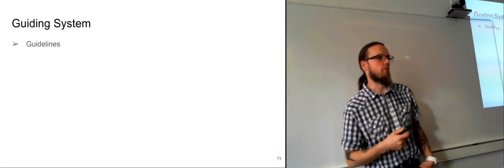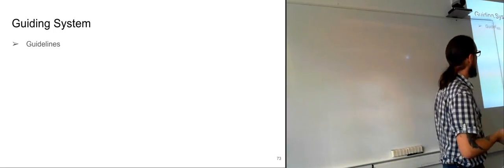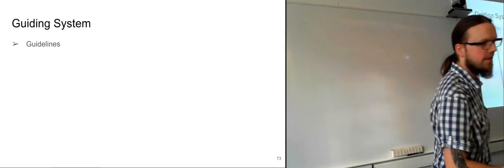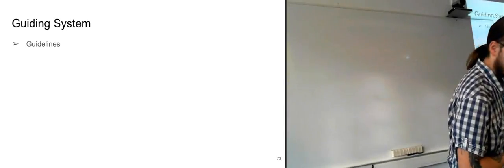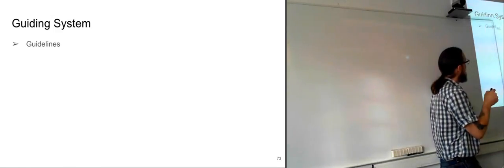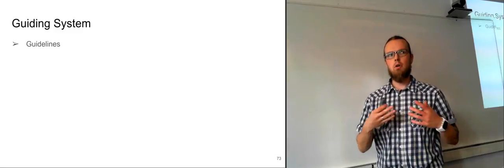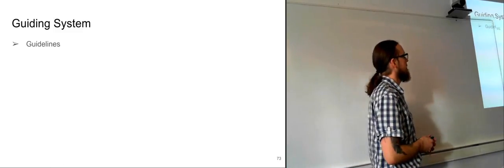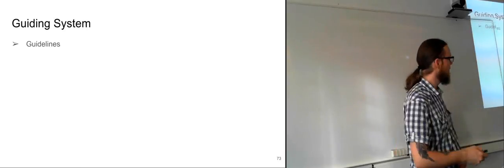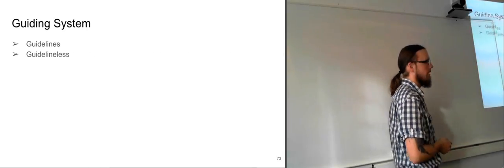So we have two different kinds of guiding systems. This is page 16 of the appendix, subchapter 5.6. You have the ones with guidelines, so long as they're not too deep, then you can use the guidelines all the way down. But then you also have the guidelineless.